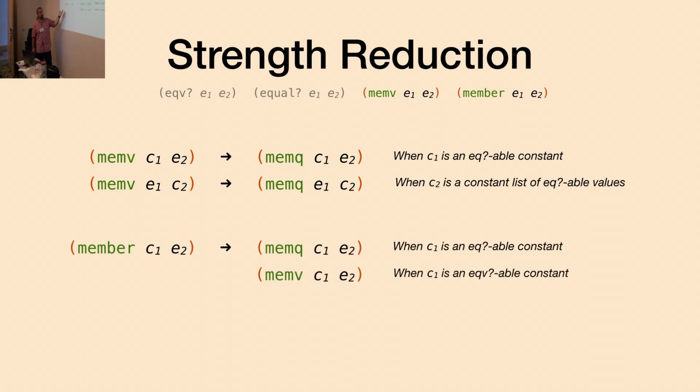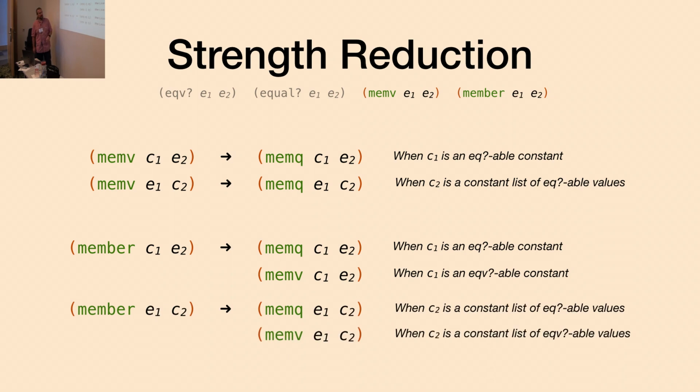We do a similar thing for member. Look at the first element. If it allows us to say MemQ or MemV, we do. Or look at the second element. If it's a list, go ahead and do the MemQ or the MemV.